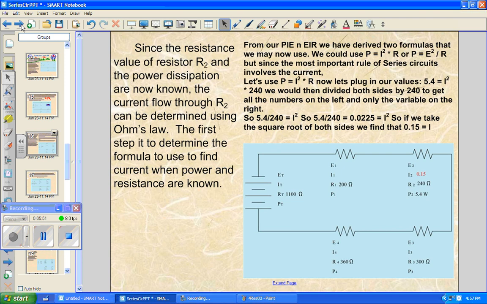Well, 5.4 divided by 240 is 0.0225, and that is not I. That is I squared. So we take the square root of I squared to get I, right? If we take the square root of 0.0225, we actually get a larger number, 0.15. And if you check it with your calculator, 0.15 squared gives us 0.0225. Okay, so we find that the current is 0.15 amps. So now we can go around and plug that in everywhere.